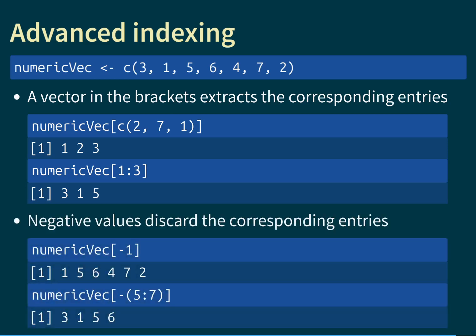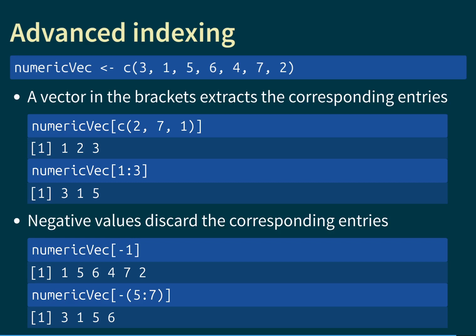Next, it is important to know that one can also index vectors with negative numbers. And indexing with negative values will discard the corresponding entries from the vector. So as the simplest example, if we have numeric vec and in the square bracket we put in -1, that will remove the first entry of the vector. And instead of having 3, 1, 5, 6, 4, 7, 2, as in the definition at the top of the slide, we end up with only 1, 5, 6, 4, 7, 2, as you can see.